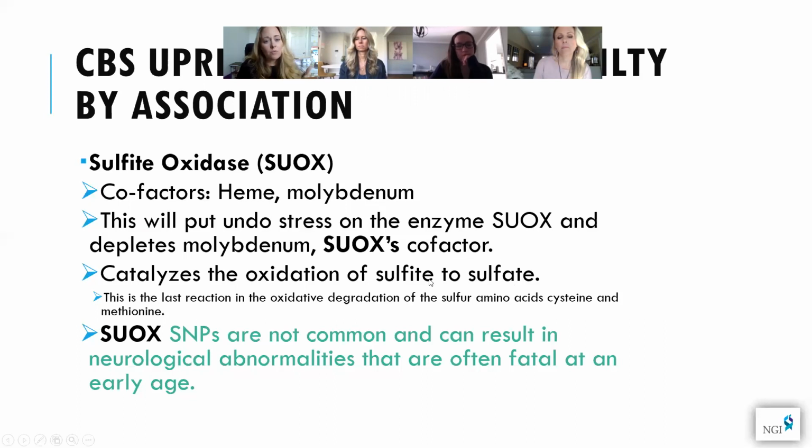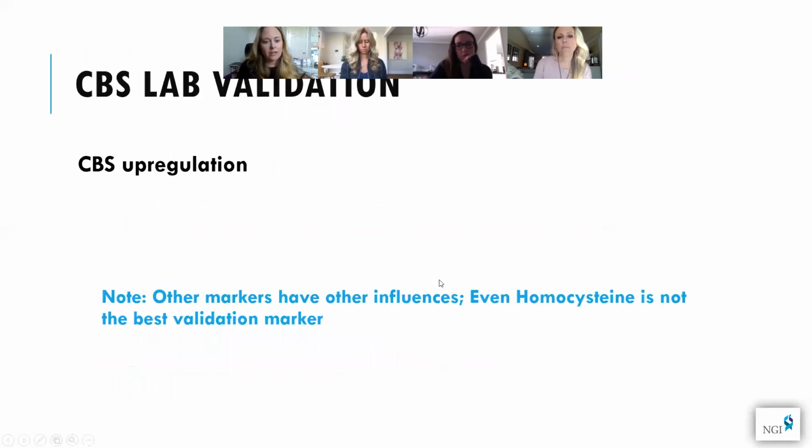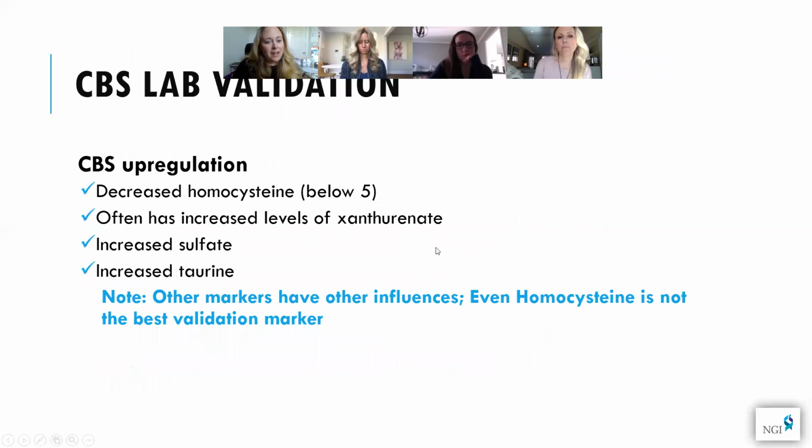When we're looking at this, we're basically looking at the conversion of sulfite to sulfate. And again, if you have someone with active CBS upregulation, you really do want to give them a little bit of molybdenum to take some of the pressure off that pathway and shift the conversion back up to glutathione. For lab validation, we typically want to see decreased homocysteine below 5. We're often going to see increased xanthurenate, increased sulfate, and increased taurine.